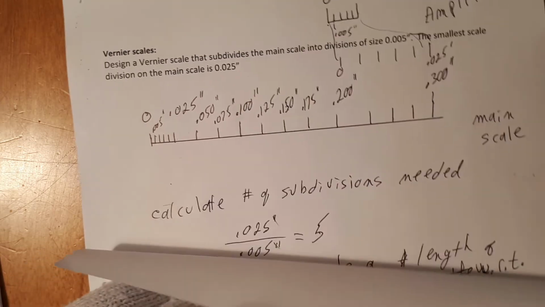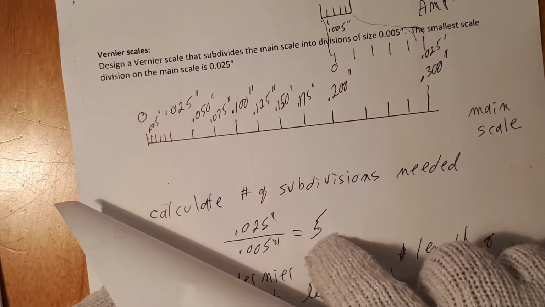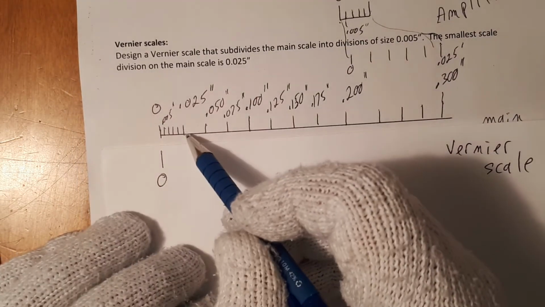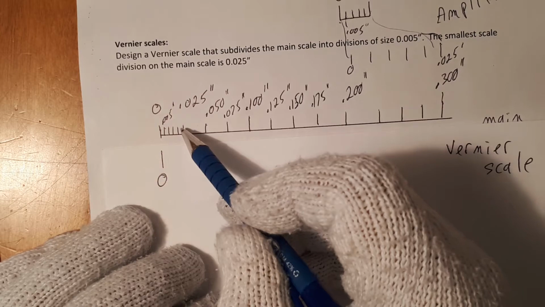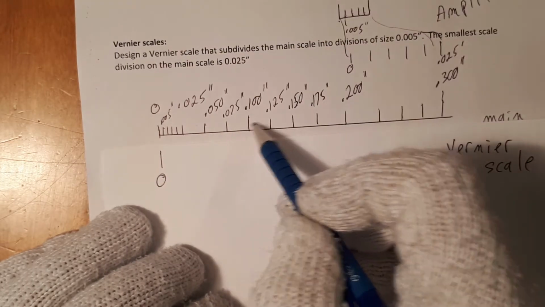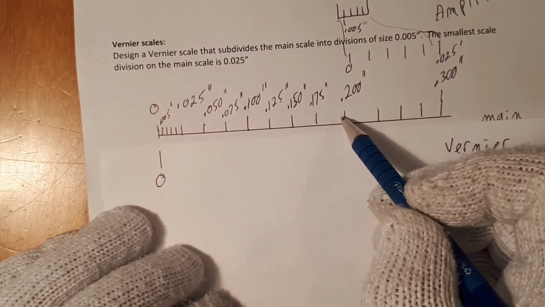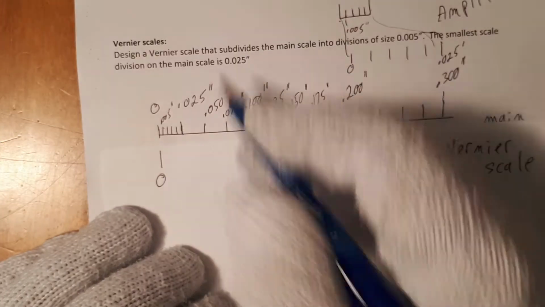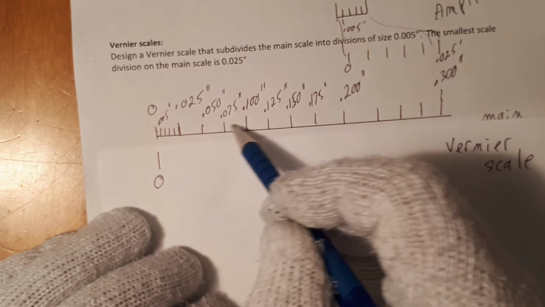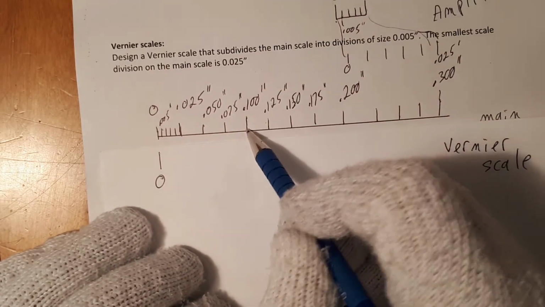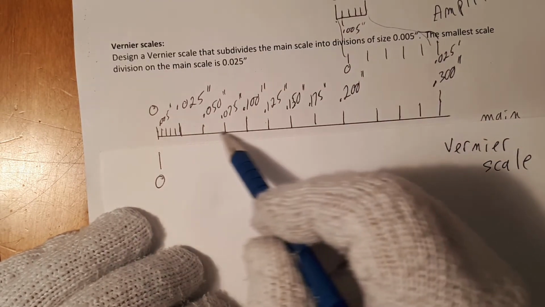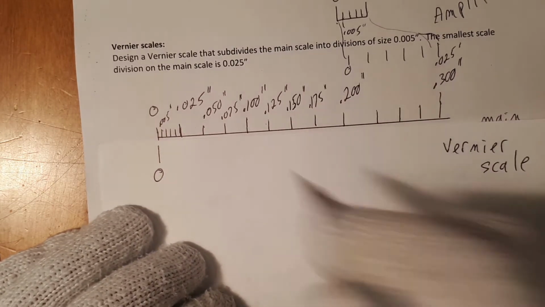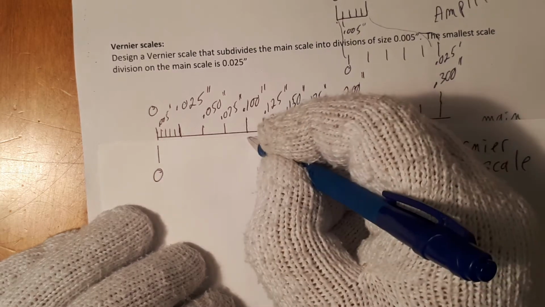And my calculation says here I need to divide it into 5 units. I'm going to use this in order to count 5 individual units on the main scale: 1, 2, 3, 4, 5. The original 25 thou increments, not these little ones. So that was my first line. 1, 2, 3, 4, 5, less 1. So that'll be 4 main scale units, and that's going to be the length of my Vernier scale. 1, 2, 3, 4, right here.